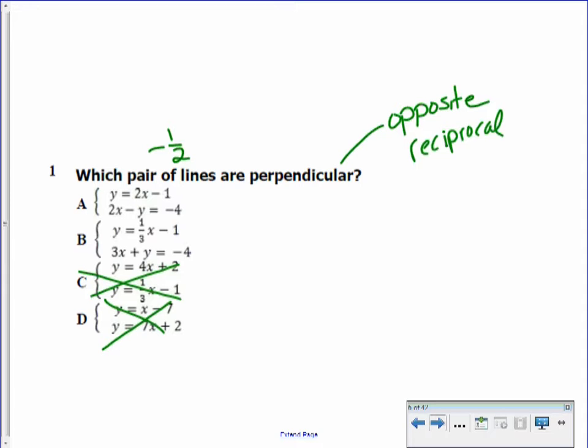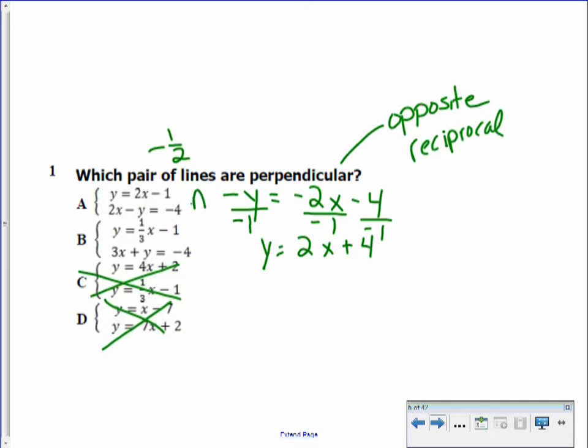So, let's see if we do. Well, the first thing I'm going to do is subtract 2x to the other side. And then I need to divide by -1. Do I have a -1/2? I have the same number though, so if they're the same, what does that mean about them? Parallel. So that would be a lovely choice for parallel, not so much perpendicular.